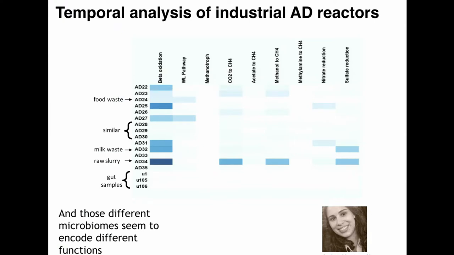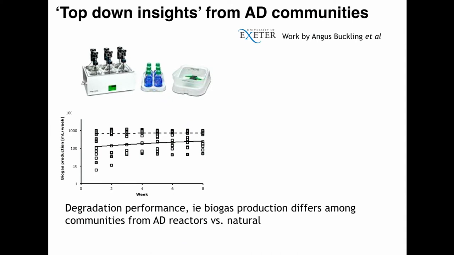In the meantime, we've also been trying to get some of these microbiomes into the lab and study them as complex communities. This is mostly work in the context of this big project I mentioned, led by Angus Buckling at University of Exeter. What he's been doing is setting up lab-scale reactors, these tiny 500 mL anaerobic bottles, and growing these microbiomes in them using a synthetic feed. He's done that using microbiomes from different reactors, pairing them up with slurry from these bioreactors, or the slurry that is used to set up these bioreactors originally.